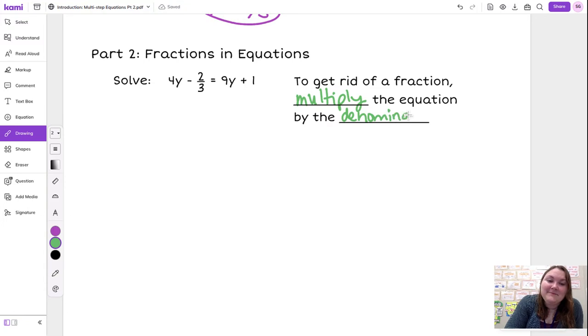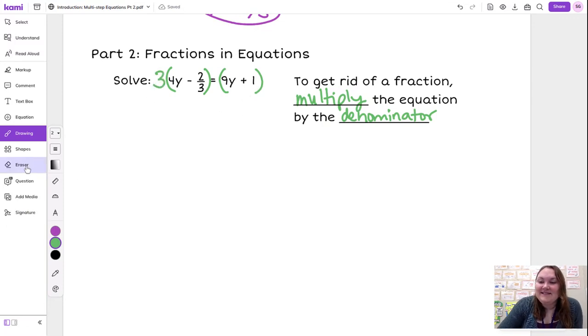That is the bottom number in your equation. So for this equation here, if I do not want to have to do math with fractions, I can multiply the equation by the number 3. Now when you're multiplying an equation, you want to be careful because we already know from above you want to do the math on both sides, but with multiplication, you want to multiply the entire side. You want to multiply the entire side by the number 3.